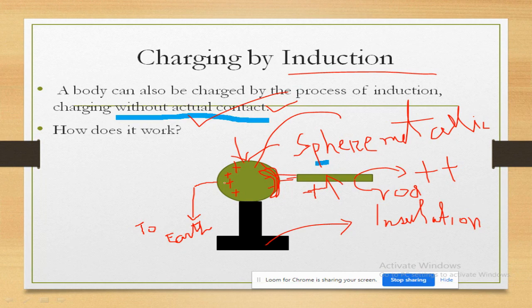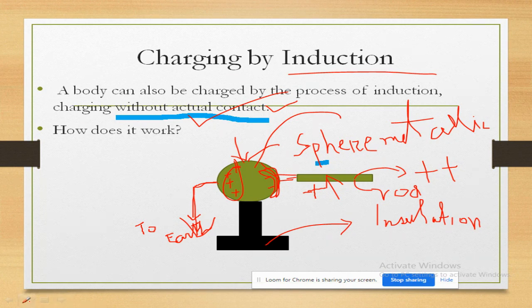Now what you do? Connect this side of the sphere to the earth. That means you just take a wire and connect it to the ground. This process is known as grounding. What is grounding? Grounding is the process of sharing charges with the earth, because earth acts as a large reservoir of charges. So since this side is positive, electrons from the earth will neutralize this side of the charge. This side will be neutralized.